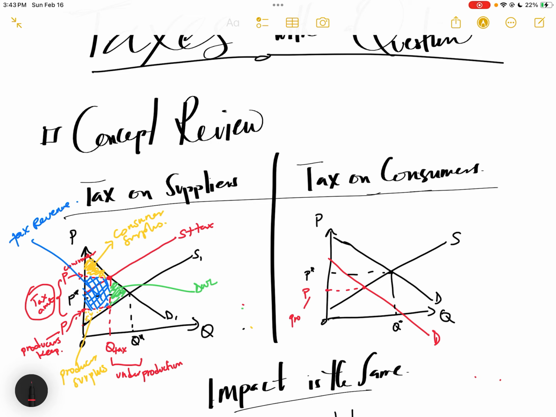So producers keep that. That's the price. Okay. From there, the difference between the price producers keep and the price consumers pay is the tax. So you can see somewhat that I'm doing it backward here, right? So this is P consumers, this is the price consumers pay. And the difference between the two is the tax. Now this here will be the Q tax as we saw before. The difference between them will be the underproduction.